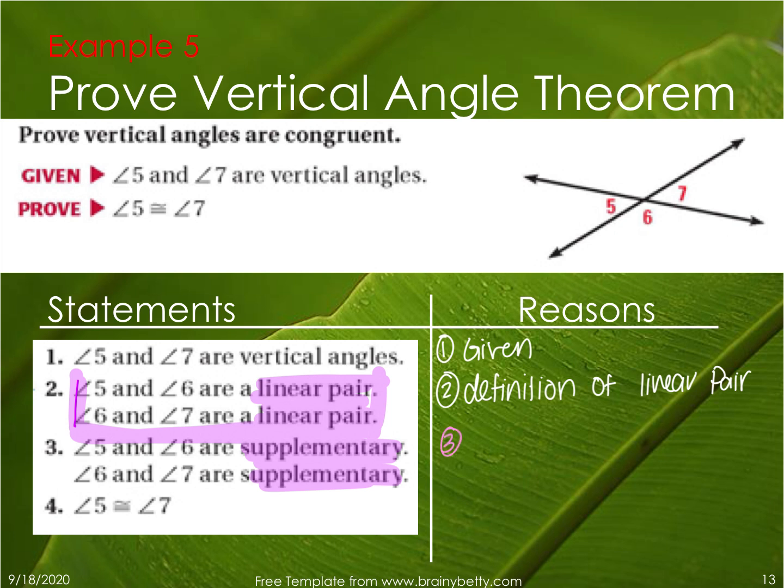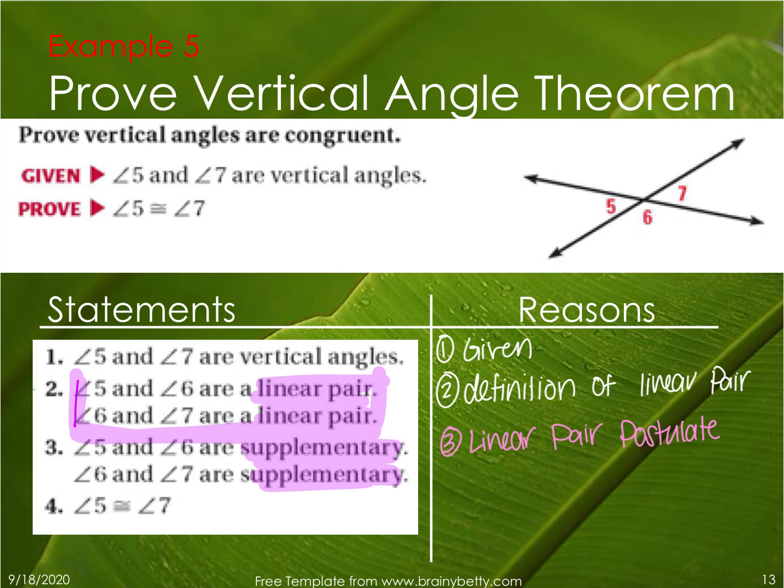I'm going to try and make a document with all of them so you have it. Linear pair postulate. Okay, if two angles form a linear pair, then they are supplementary. That is the linear pair postulate. Next.